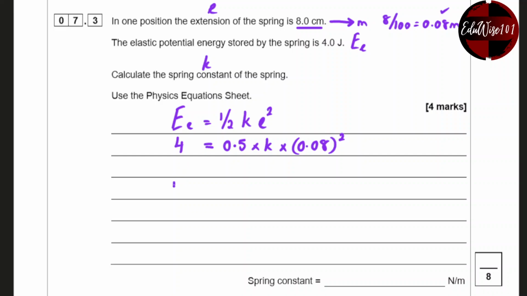Rearranging the equation, k equals 4 divided by 0.5 times 0.08 squared. That gives me an answer of 1250 newtons per meter. 1250. That brings us to the end of question number 7. I will see you in question number 8.